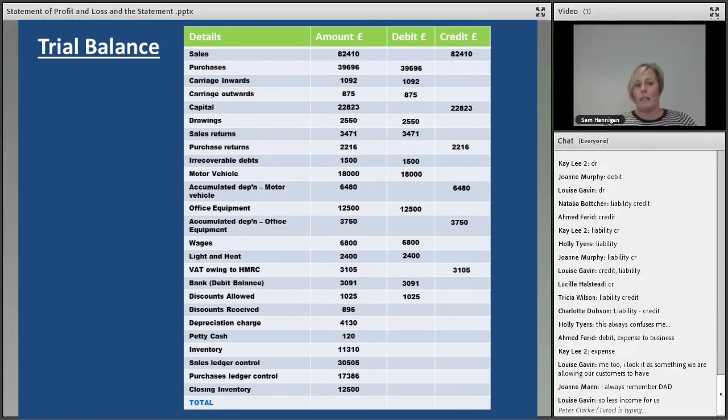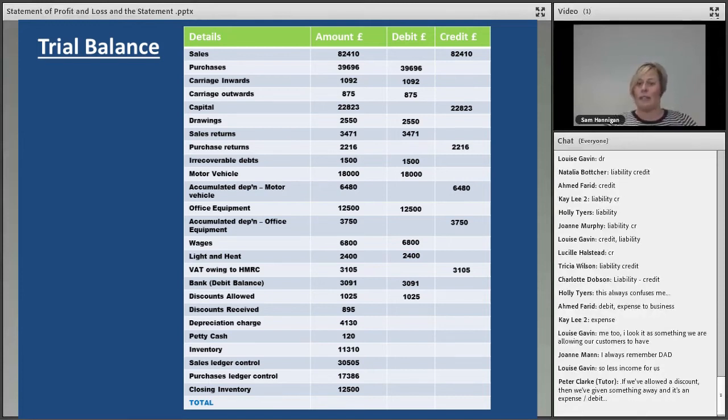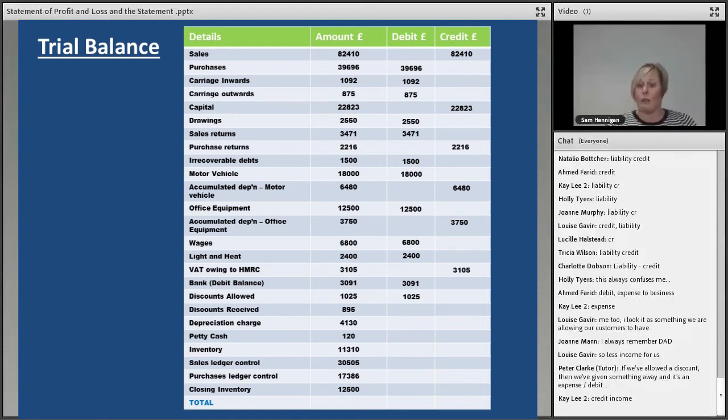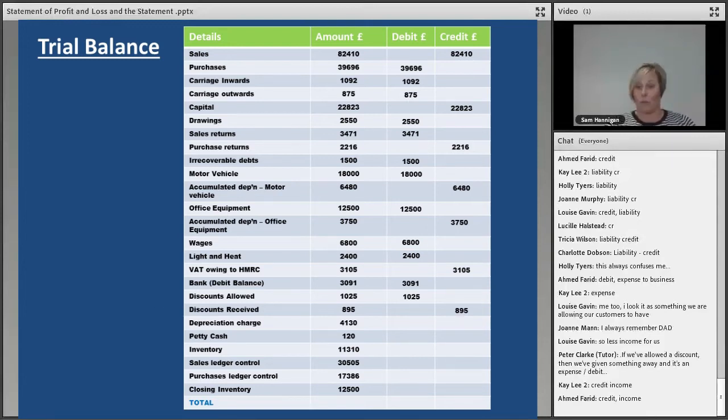So discount received, okay, means that they're giving you a discount. And if they're giving you a discount, you're receiving it, which becomes additional income. Okay, it becomes additional revenue. So your pearls will tell you that your R for revenue is a credit entry. So you're receiving something which will be a credit entry in the accounts.